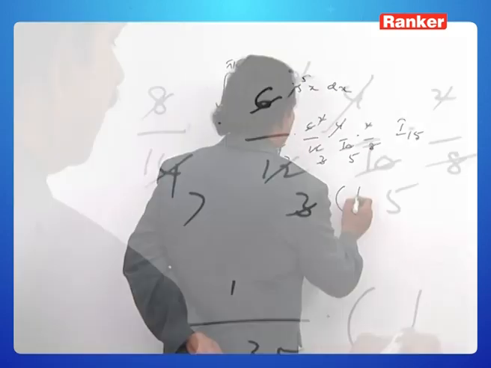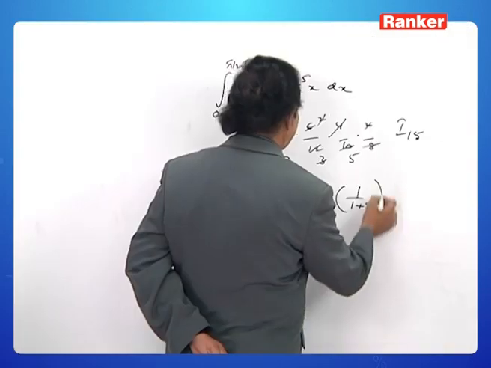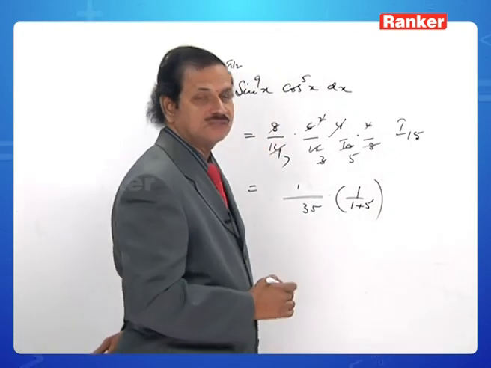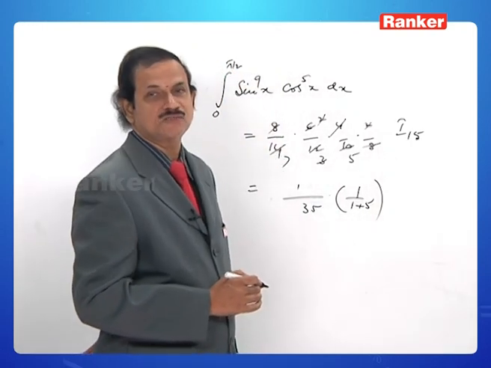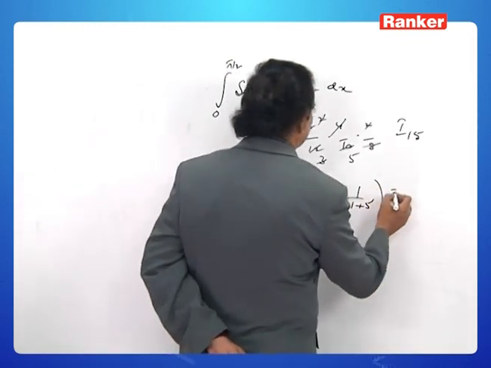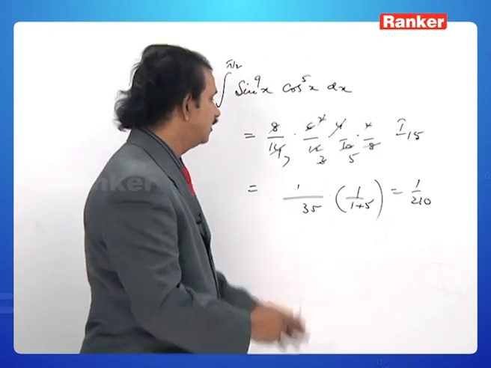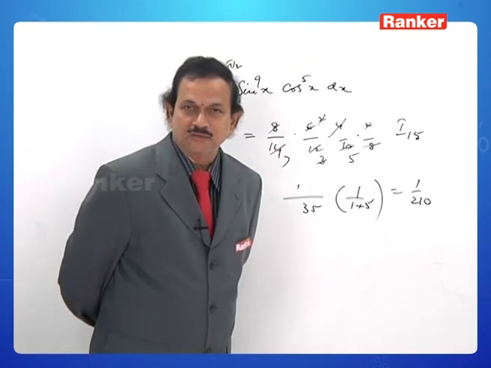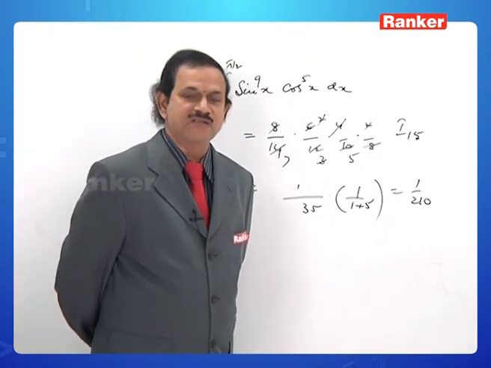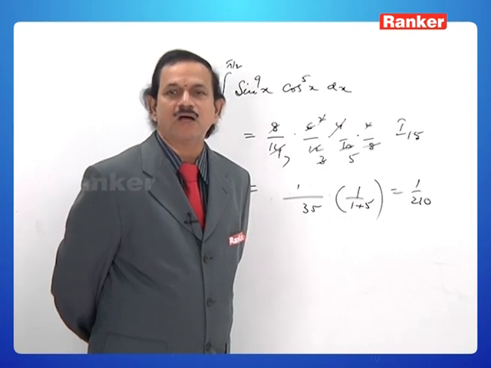Hence it is 1 by 1 plus 5. 1 plus 5 is 6. 6 3s are 18, 6 5s so 30, 210. Hence the answer is 1 by 210. So this is an example in which both m and n are odd.